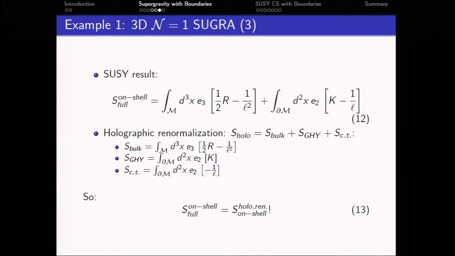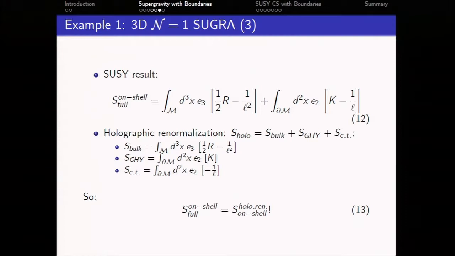So what I'm trying to point out here is that this fully supersymmetric action that I've just constructed for you, just using supersymmetry essentially, is on shell exactly the finite holographically renormalized on shell action. Now you might say, well, what else could it be? I've just rephrased things in a way to put supersymmetry more in the spotlight, and I think that's a fair statement.